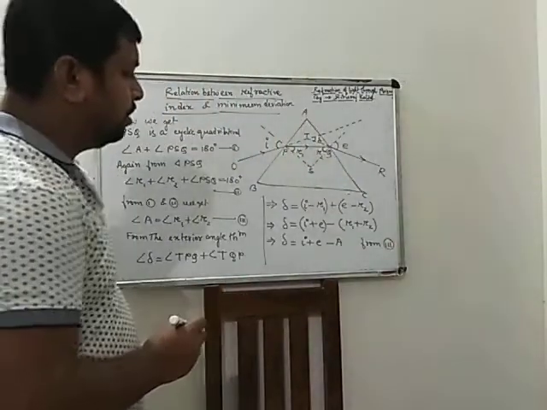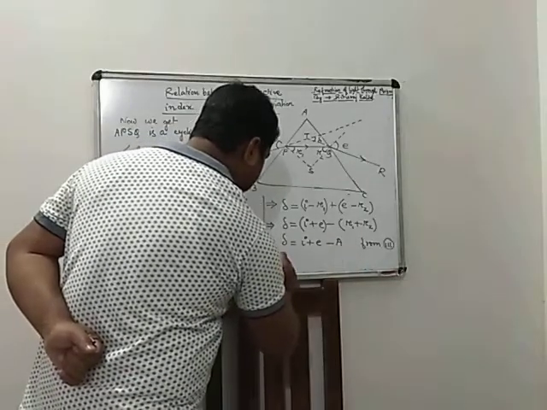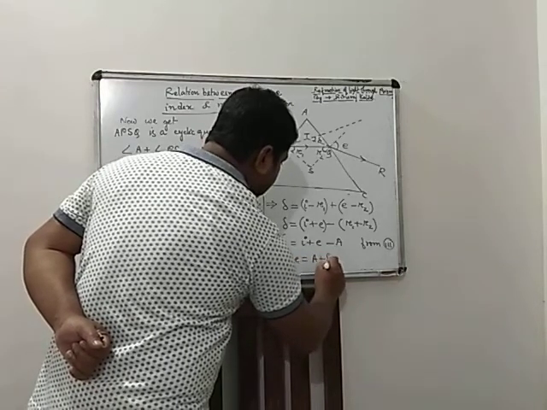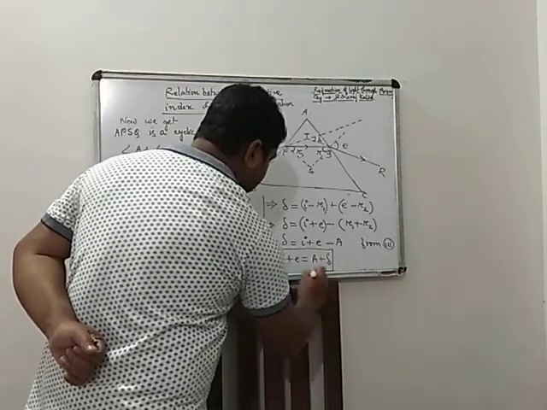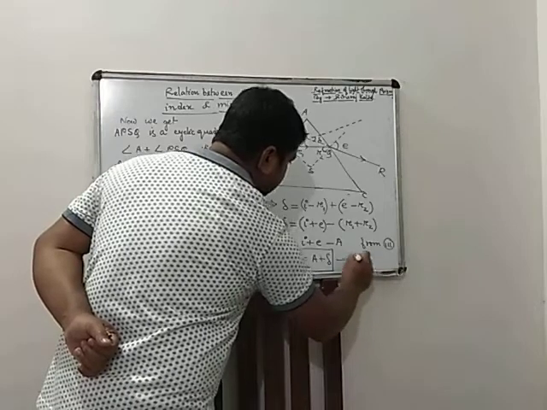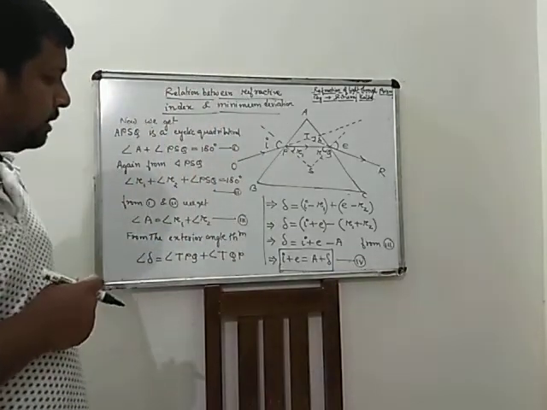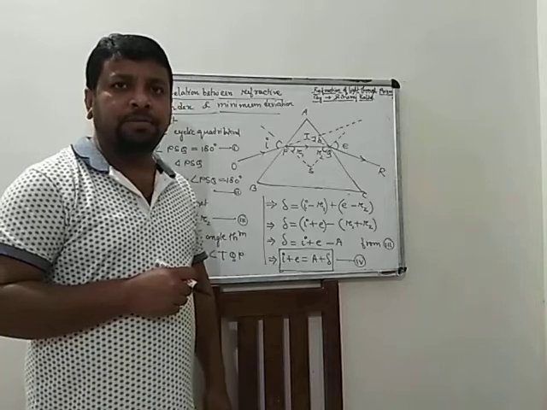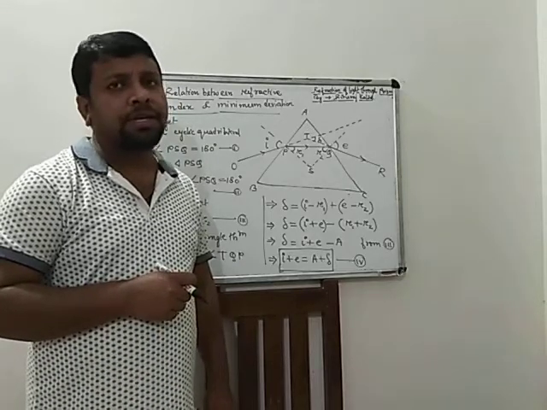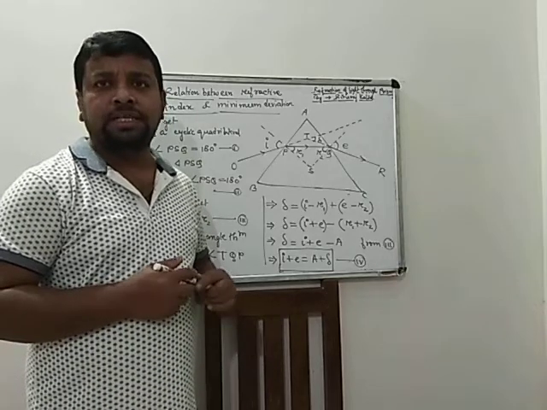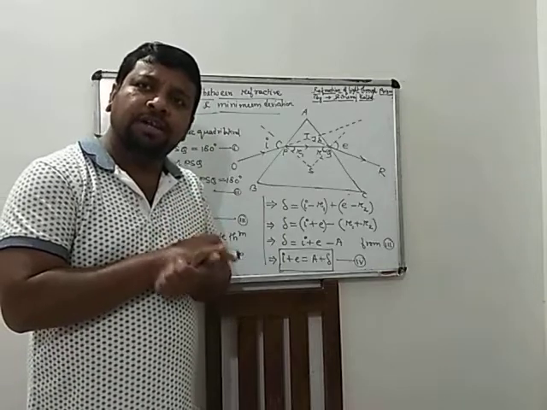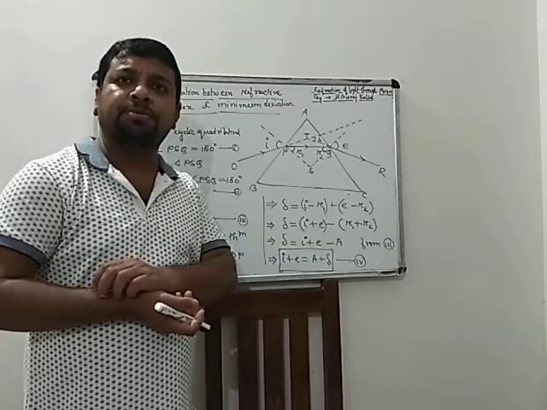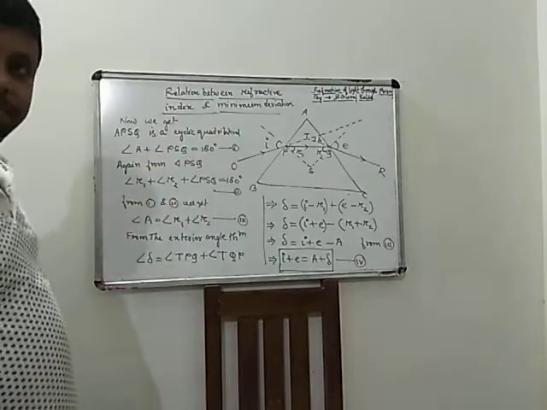So I plus E equals A plus delta. Equation number 4: I plus E equal to A plus delta. This is the relation between incident angle, emergent angle, prism angle, and deviation angle. These are four angles, and we see how incident and emergent angles are related with the deviation angle and prism angle. Okay, so this is the derivation.